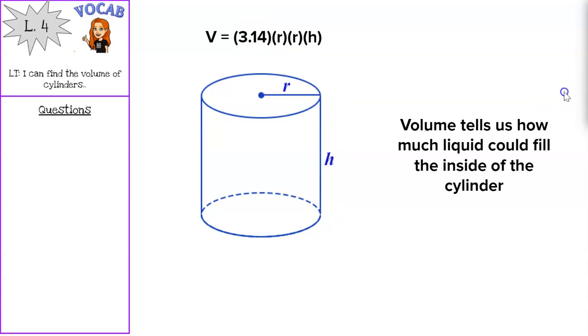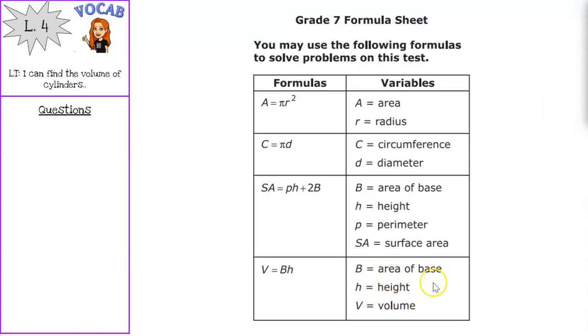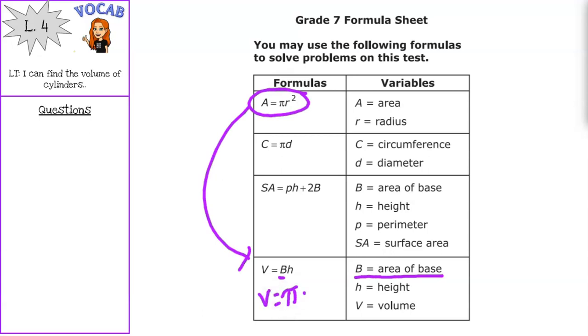Now again, on our formula sheet, they give us a different formula, and that's okay, because if you see right here, this big B just stands for area of the base, and the area of the base is our circle formula. So really our volume formula is pi, which is 3.14, times radius times radius times that height. So just remember pi, radius, radius, height. That's what we're going to use today.